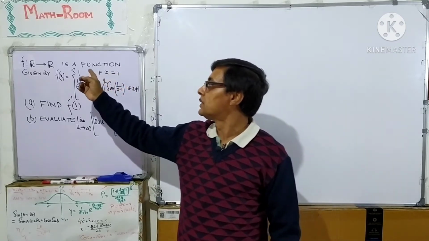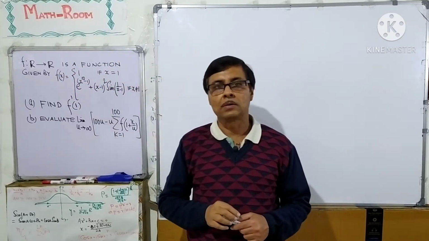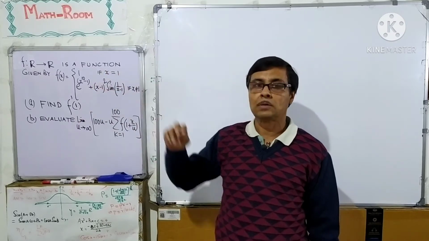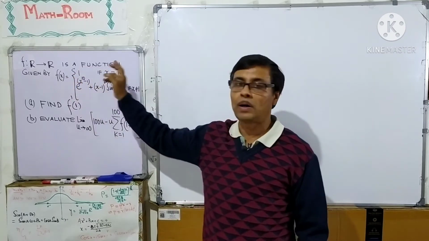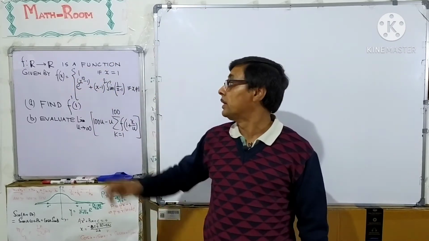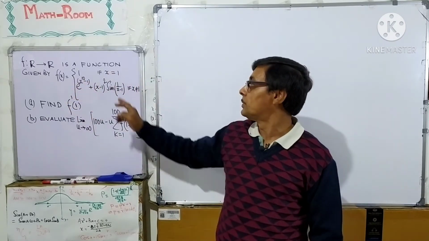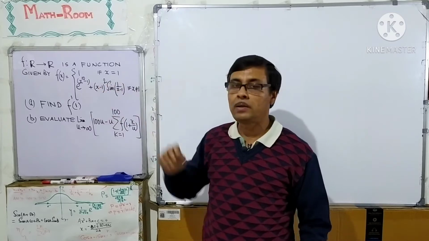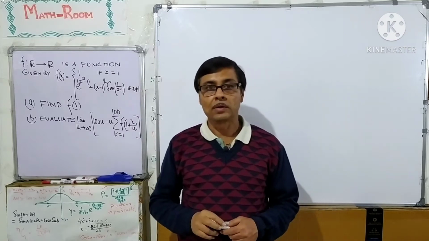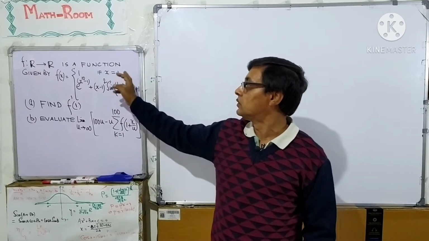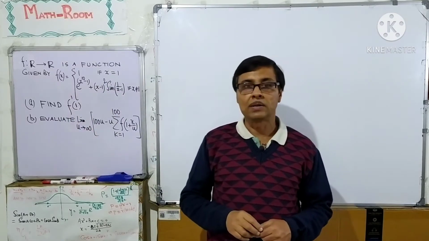The problem is: f is a function whose domain is the set of real numbers and its image is also the set of real numbers, and the function is given by f(x) = 1 when x = 1, and f(x) = e^(x^10 - 1) + (x - 1)^2 sin(1/(x - 1)) when x is not equal to 1. We have to find the value of f'(1), that is the derivative of the function at x = 1.